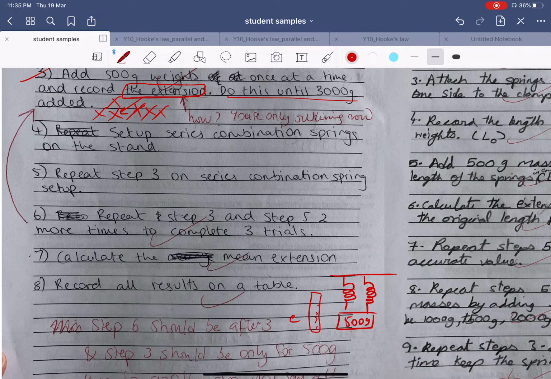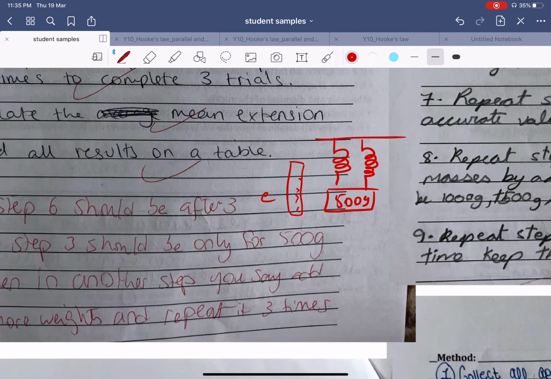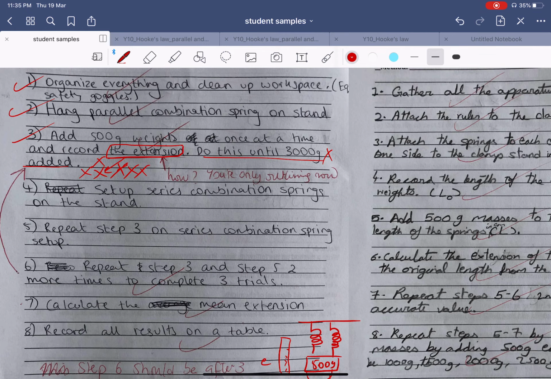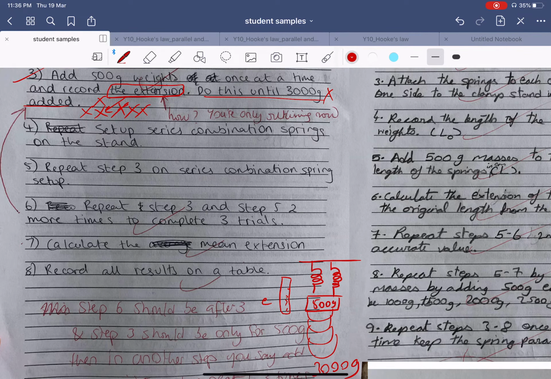What do you mean by this? I don't get you. It's not scientific at all. Okay, we all agree on this. But I consider that I understood: add masses until it's 3000. So I'm gonna add mass until I reach 3000 grams. Perfect. Now set up the series combination of springs.